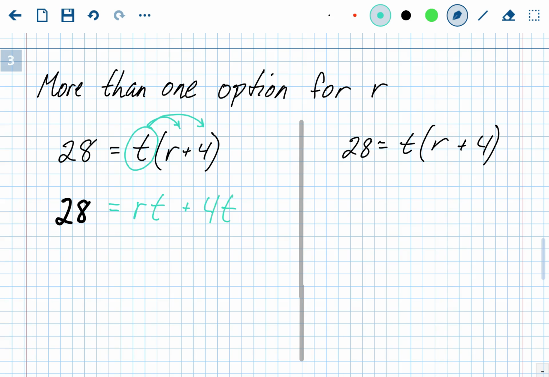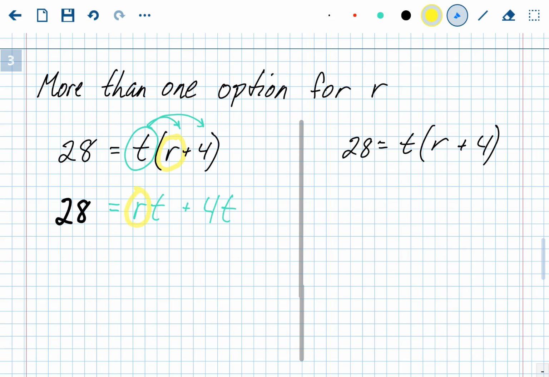Now remember, we're solving for r. But we distributed, so we're kind of almost going backwards, making it harder. R was already by itself, and now it's not by itself. But that's okay, we're still going to get to the same answer, the same point here. So we distributed t, which is fine. We're still trying to get r by itself.